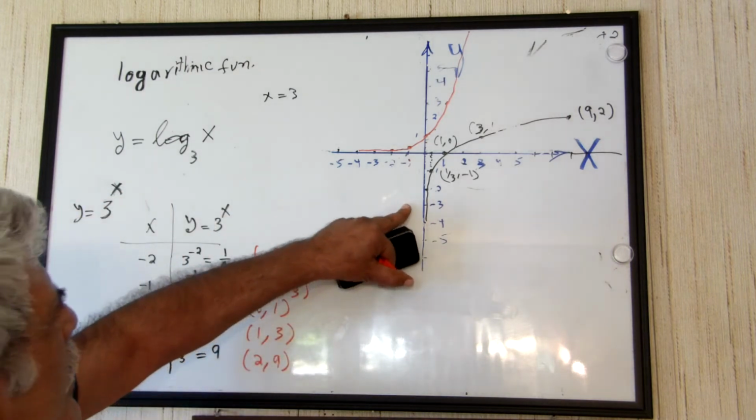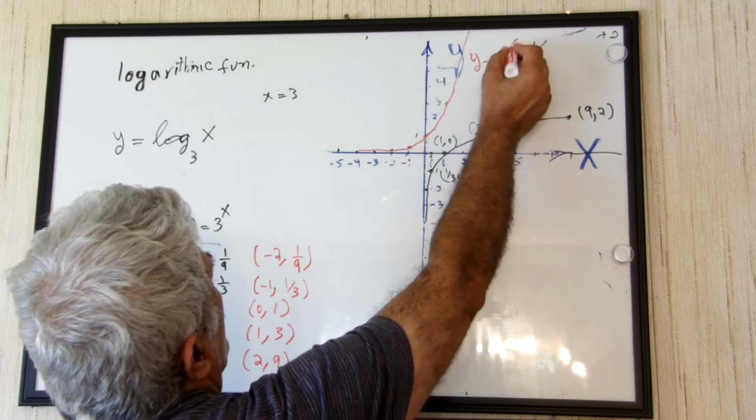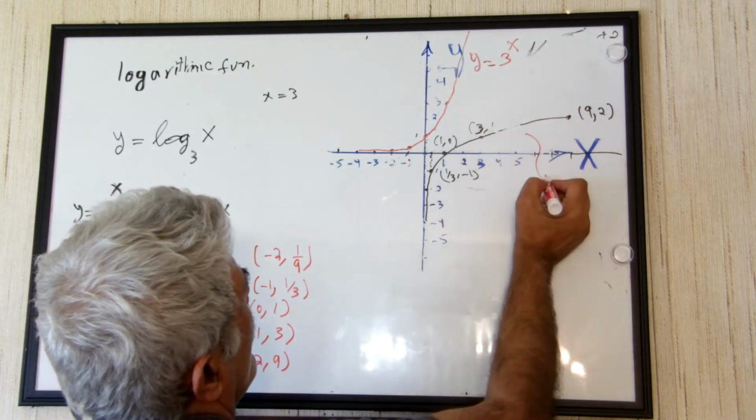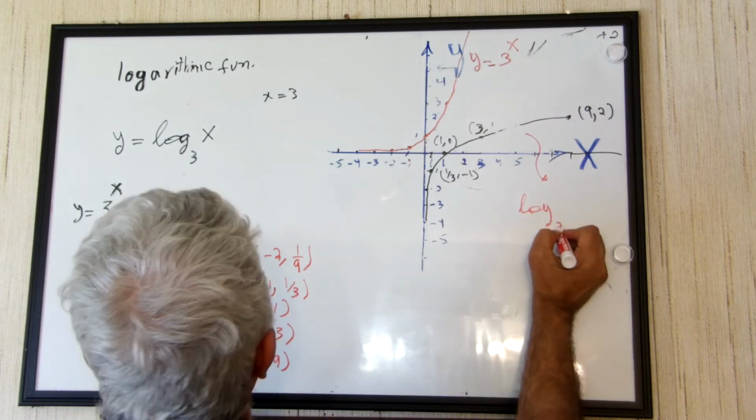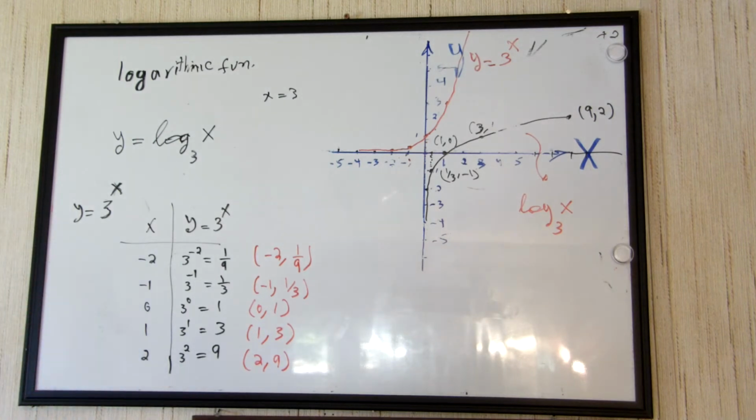So this is the inverse of this one. This is y is equal to 3 to the power of x. And this one is log of x to the base 3. See, these are inverse of each other. So I just want to let you know that the inverse of that is going to be this. And so let's look at an example here that gives you some good examples.